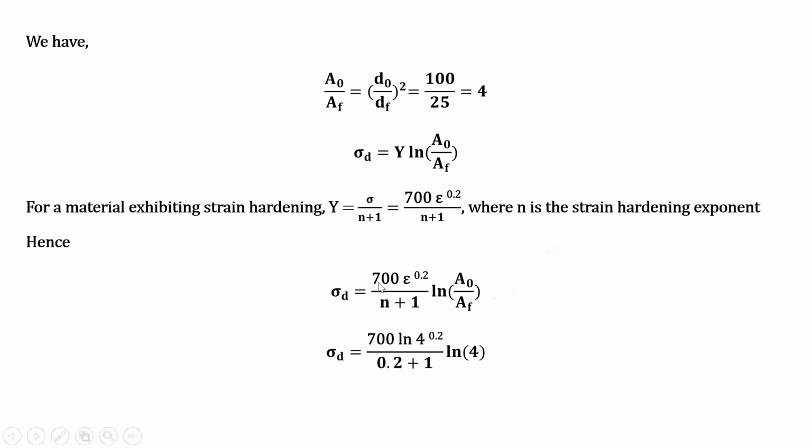It's not 700 epsilon the whole power 0.2. Whatever is given to you in the question itself, 700 epsilon power 0.2. 700 is different, epsilon power 0.2 is separate. And then finally ln A0 by AF, that is ln 4 here we have, and n plus 1. N is the 0.2 that we are using here, because this is actually k epsilon power n. Hence it will be 0.2 plus 1.